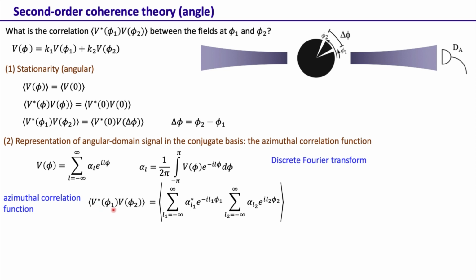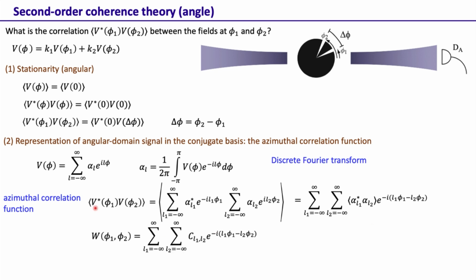Okay, so this V star phi 1, V phi 2, we write it in this manner: alpha L1 star, alpha L2, these are the only random quantities. So the ensemble average that we are taking is applicable only to this quantity. So we have V star phi 1, V phi 2 written like this. This is just as we did for time and space. There's hardly any difference here.